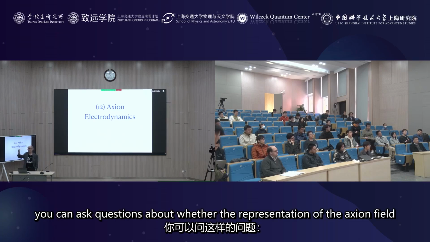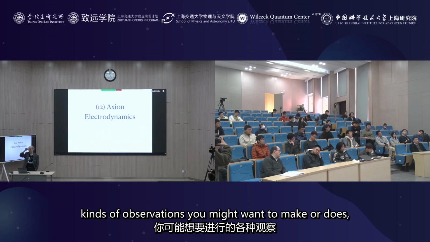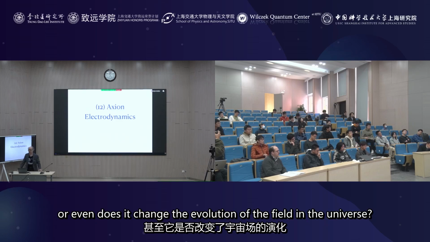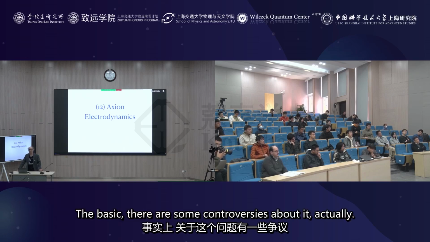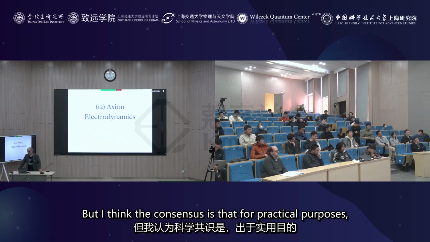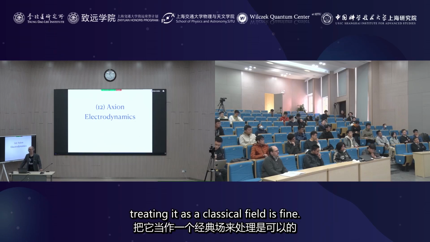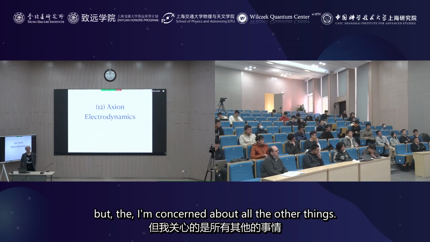Now you can ask questions about whether the representation of the axion field as a classical field is adequate to all the kinds of observations you might want to make, or even does it change the evolution of the field in the universe? People have studied that kind of thing, and there are some controversies about it actually, but I think the consensus is that for most practical purposes, treating it as a classical field is fine. So neglecting entanglement.